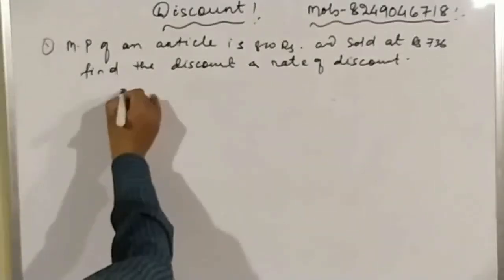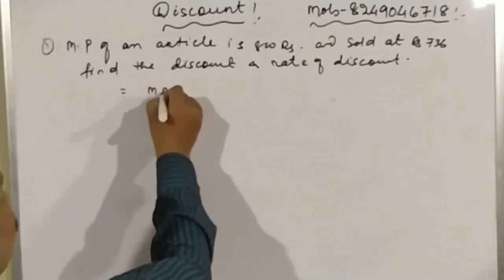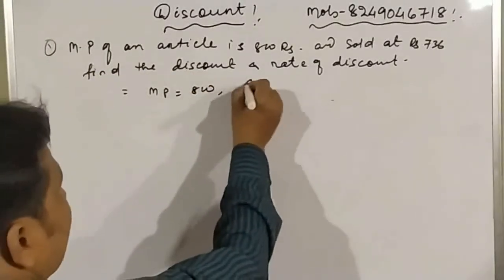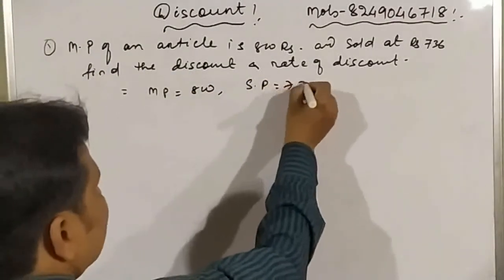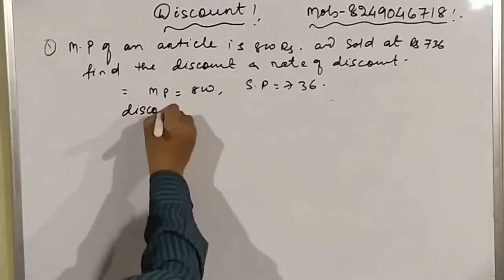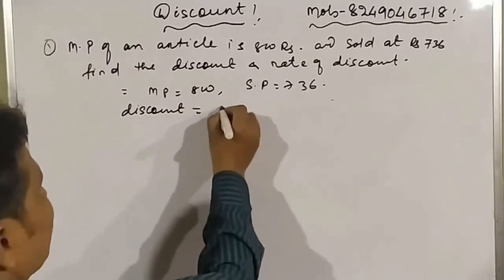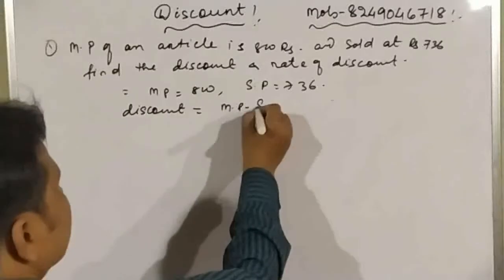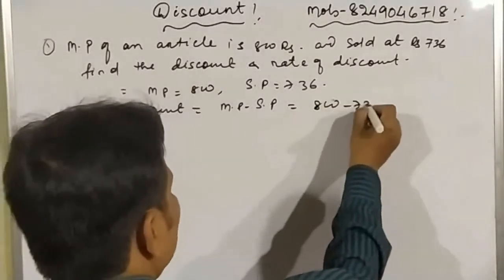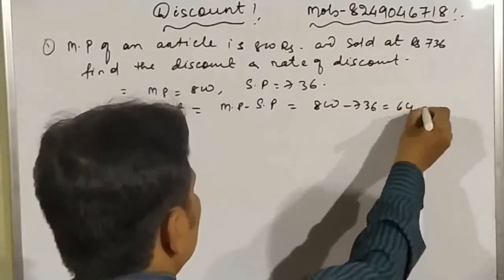Okay student, so here mark price is equal to how much? Here it is given the mark price is equal to 800 and selling price is equal to 736. So here we can directly find out the discount. Discount is equal to how much? Mark price minus selling price, which is equal to 800 minus 736, which is equal to 64.